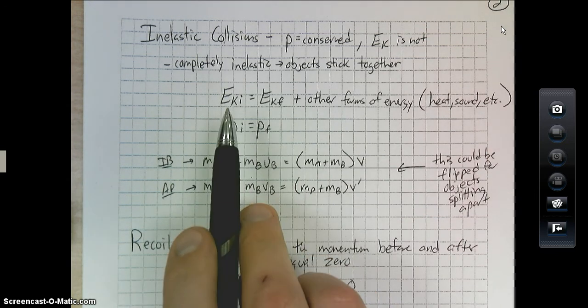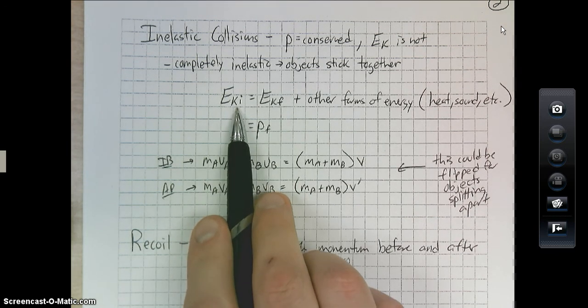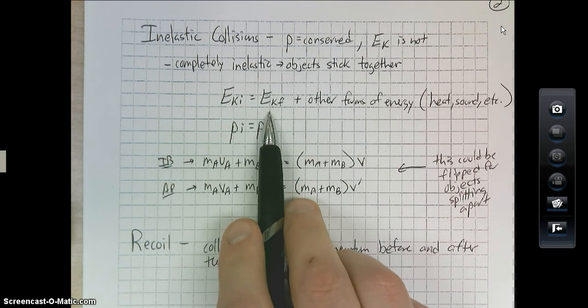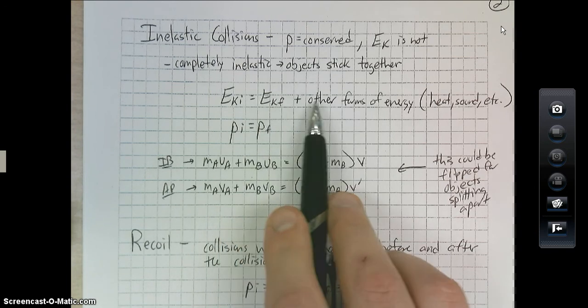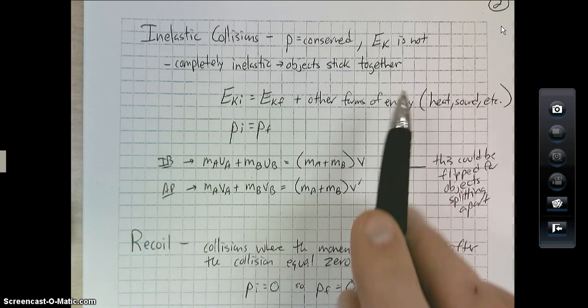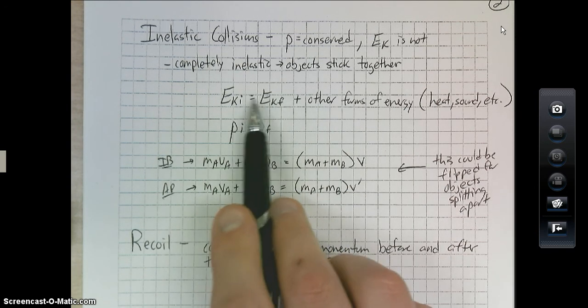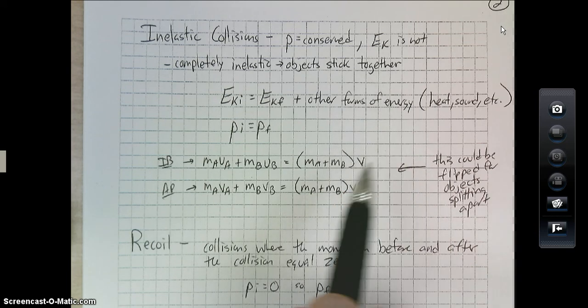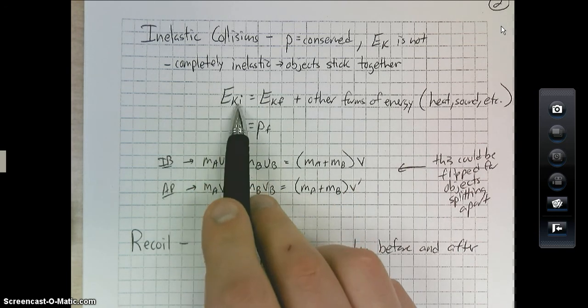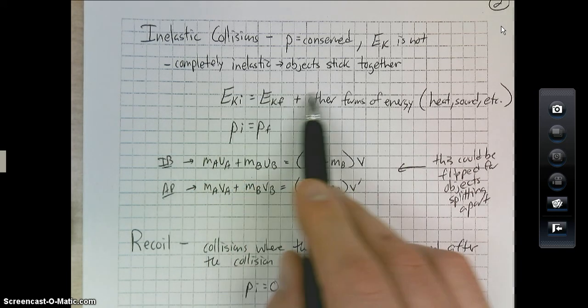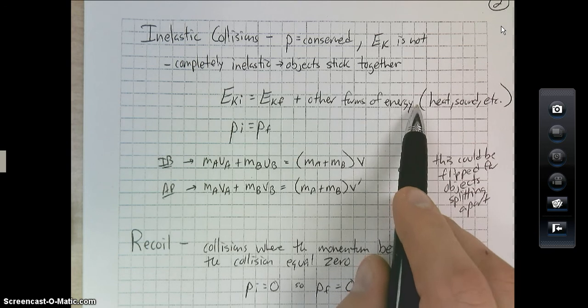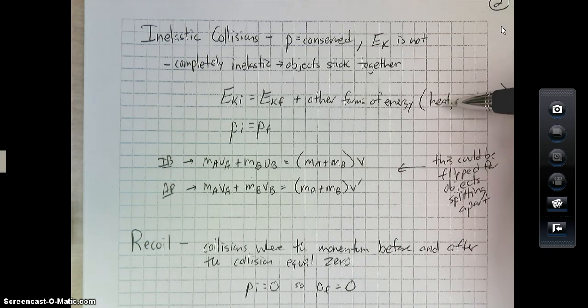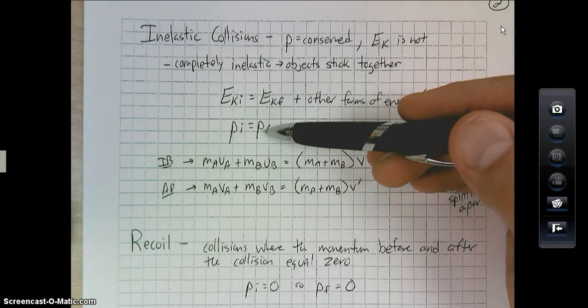So I've written a generic formula right here. The kinetic energy initial equals the kinetic energy final plus other forms of energies, which actually means that these two things don't equal each other. There'd be something else. So if the kinetic energy was 100 joules, maybe you only get 50 joules here, and then 50 joules are other types of energy. And I've written down here that it's oftentimes heat, sound, or something else. Okay, but the momentums still have to be the same.